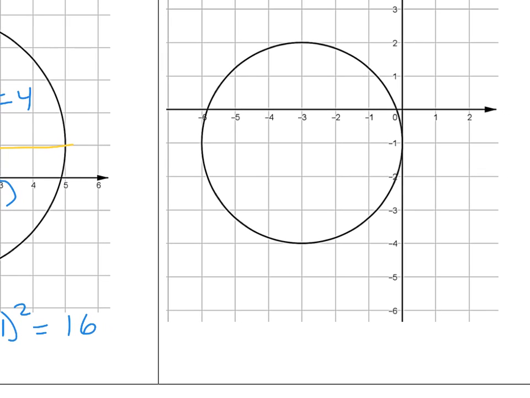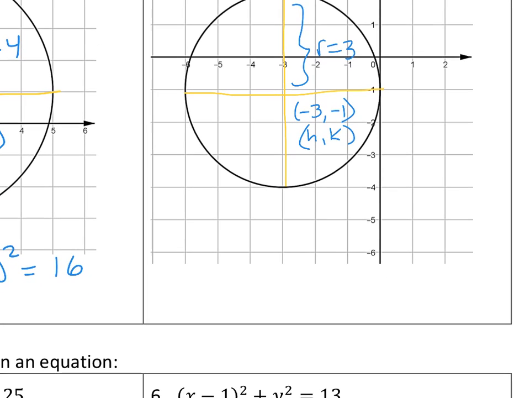Last example from a graph. I'm going to find my center here. And it is at negative 3, negative 1. And it looks like the radius is 3. So I'm going to write down my formula here. I've got x minus a negative 3, so that becomes a plus 3 squared. Y minus a negative 1, plus 1, equals 3 squared, or 9.